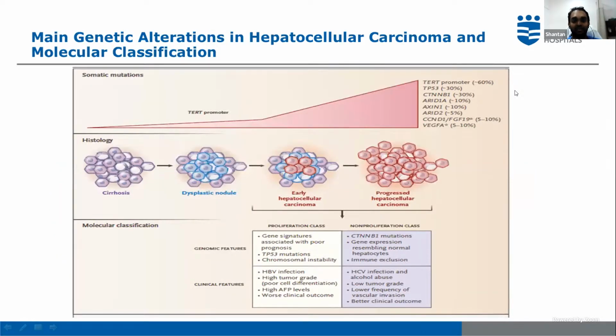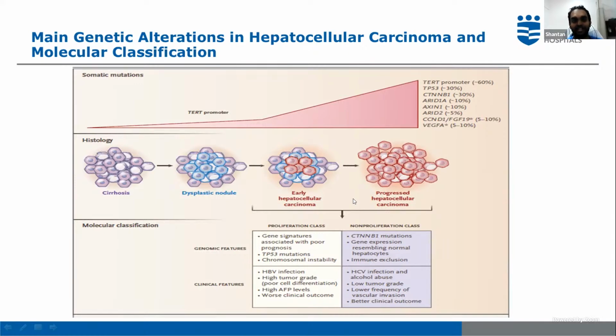The main genetic alterations seen in hepatocellular carcinoma are the TERT promoter mutations, which make up almost 60% of the changes, and later the P53 mutations, which are around 30%. Cirrhosis leads to dysplastic nodule and further into early and progressed hepatocellular carcinoma.